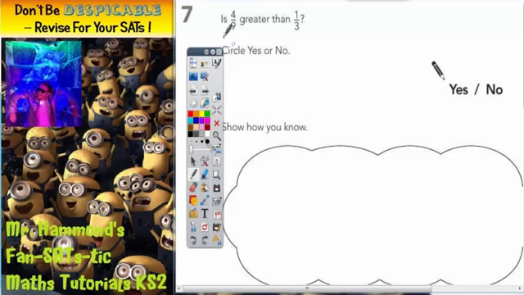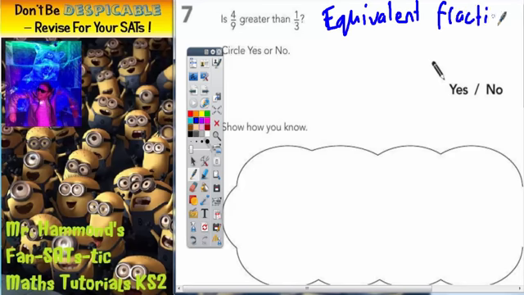Question number 7. Is 4/9 greater than 1/3? Well, this question is all about equivalent fractions. Now, it's easy to spot, first of all, that these two fractions have different denominators. This one's in ninths, this one's in thirds. So it's much easier to compare fractions when they have what we call a common denominator. So we need to make them have a common denominator.